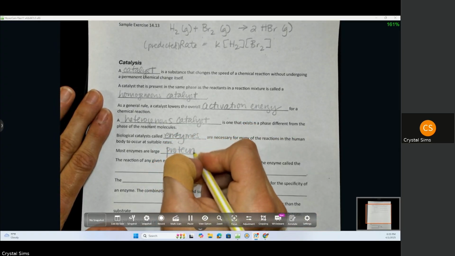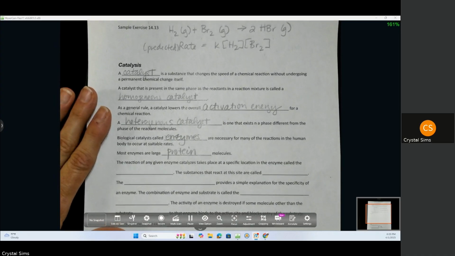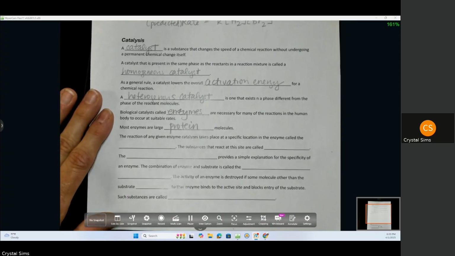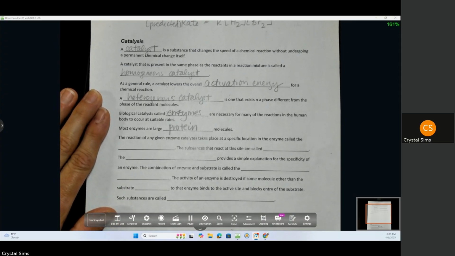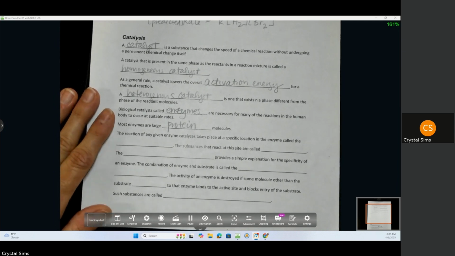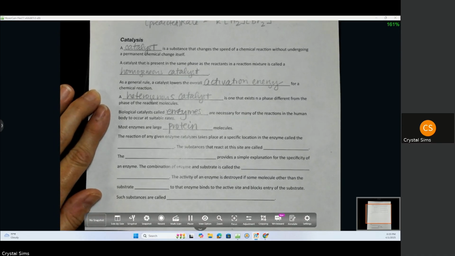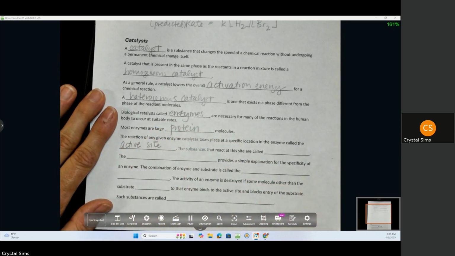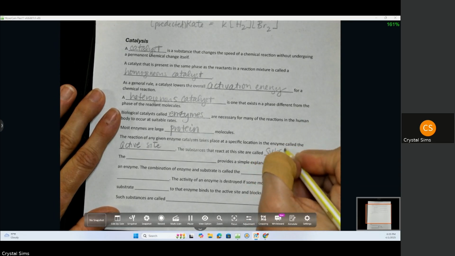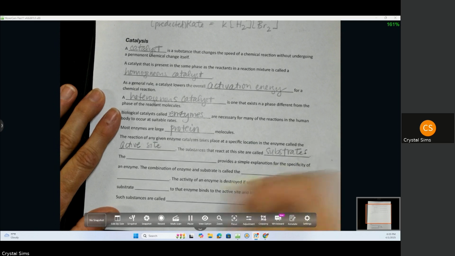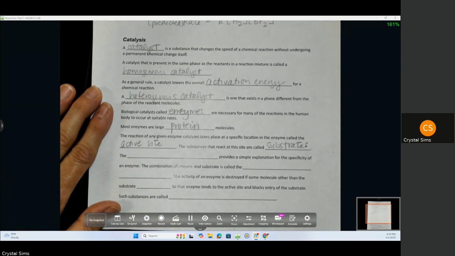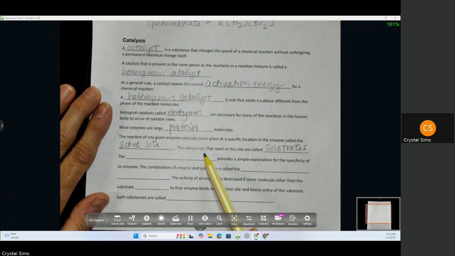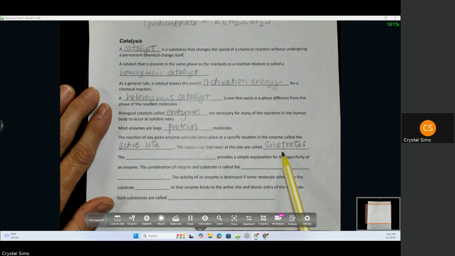And enzymes are actually specialized proteins. If we didn't have enzymes in the body, the reactions within our body would occur too slowly to sustain us. So we have to have enzymes in order to survive. Now, when we're talking about enzymes, they're very specific. And so the reaction that a given enzyme catalyzes takes place at a specific location on the enzyme called the active site. And the substances that react there are called substrates. So basically you've got an enzyme, and it's going to have a particular location on it called an active site. And the specific substances that it can catalyze are called the substrates.